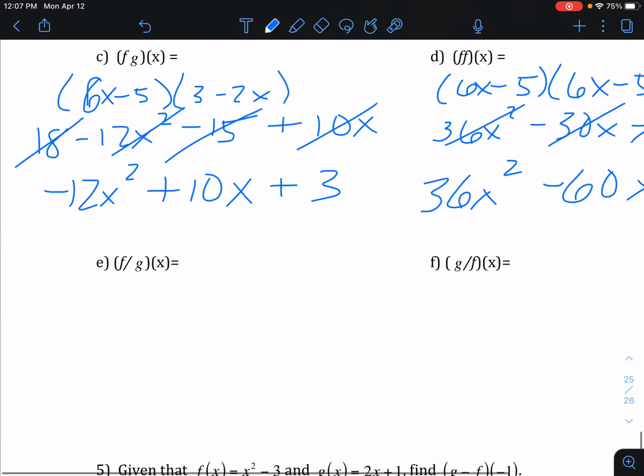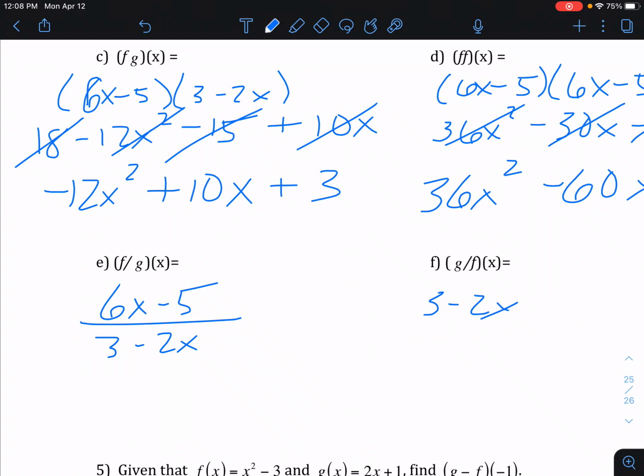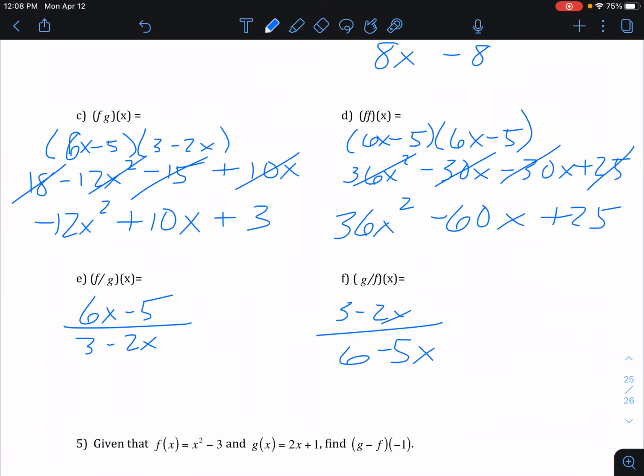Next, f divided by g, so make a fraction. F on top, and g on the bottom. Now, nothing can factor or cancel out or reduce here, so that's just my answer. Letter F is g divided by f of x, so it's just the reciprocal of the last one. And again here, you can't divide or factor anything out or cancel.